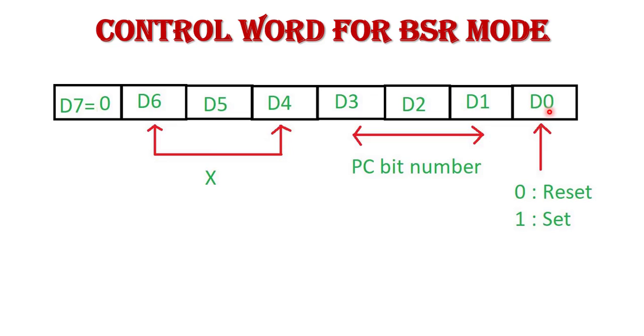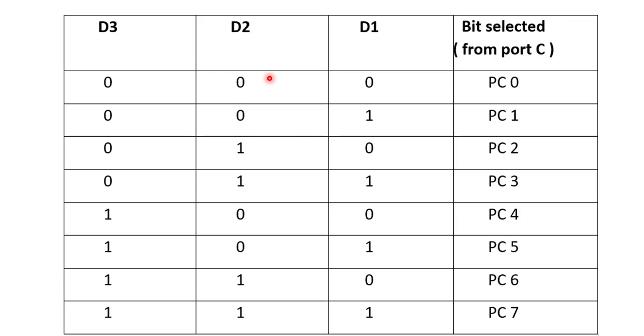If the value of D0 is 0, a particular bit of port C can be reset. If the value of D0 is 1, a particular bit of port C can be set. But only one bit can be set or reset at a time by D0. So first we see how we select a particular bit of port C with the help of this combination. So here the combination is given D1, D2, D3.